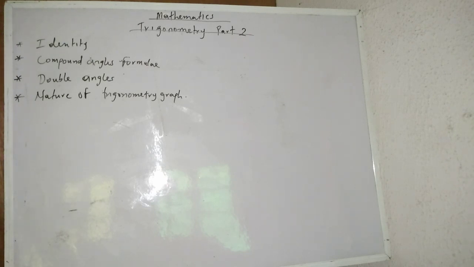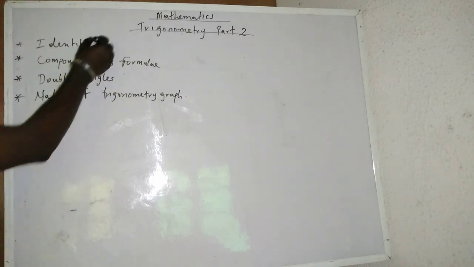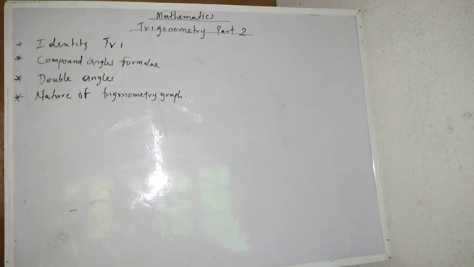The first one is trigonometric identities. The second one is compound angle formulae, then double angles, and the nature of trigonometric graphs. At the end of this video, you must be able to understand all of this.